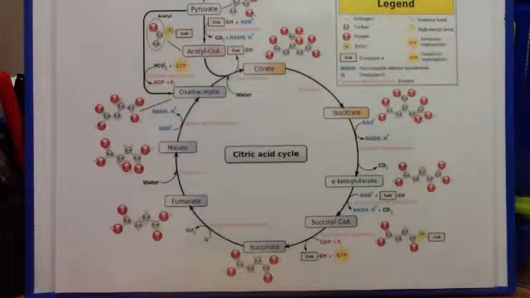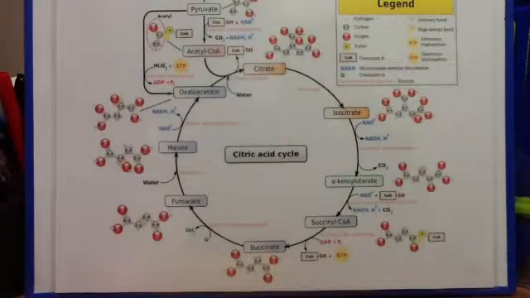Okay, we'll get into a little bit more detail now about the citric acid cycle. What is the intermediate for carbohydrates in the TCA? Malate. What is the intermediate for proteins in the TCA? Aspartate or glutamate. What is the intermediate for fatty acids in the TCA? Citrate.